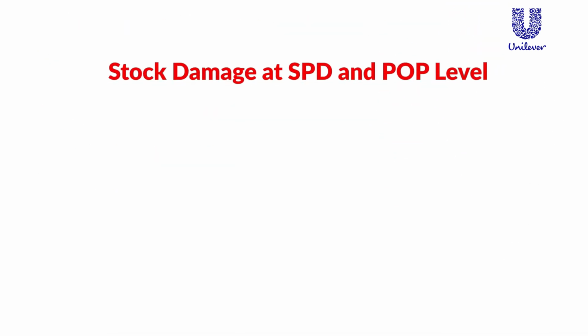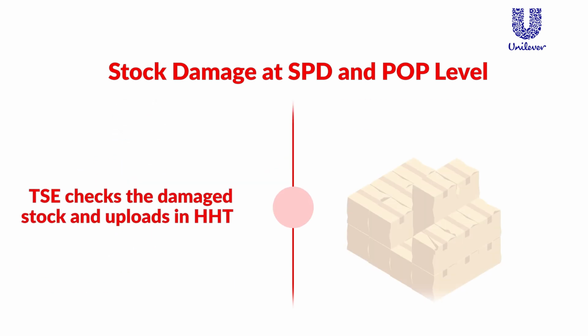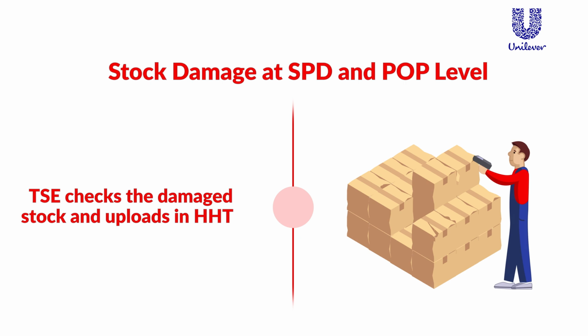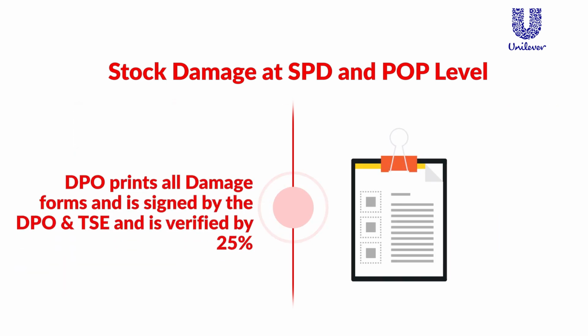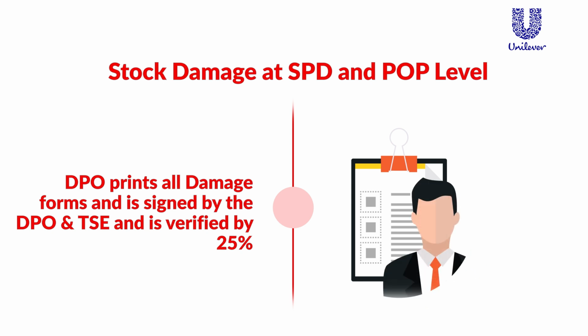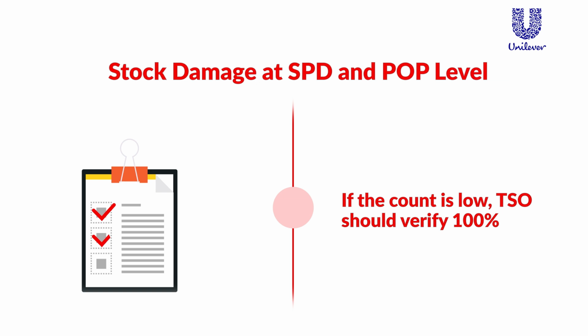Stock damage at stock point dealer, SPD, and point of purchase, POP level. Point of purchase raises the request for lifting of damaged stock. Territory sales executive checks the damaged stock and uploads in HHT. Proper reason is mentioned in the damage form. Data processing officer prints all damage forms, which are signed by the data processing officer and territory sales executive and verified by 25%. If the count is low, territory sales officer should verify 100%.